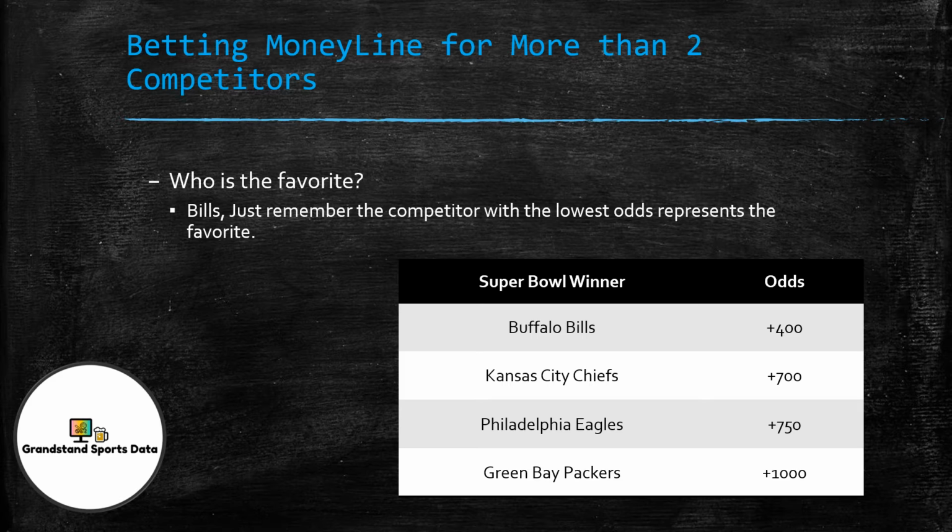Betting moneyline for more than two competitors. So when betting money lines with more than two competitors, there will be a list of competitors with positive money lines. So who is the favorite? In this instance, the Bills are the favorite. Always remember that the competitor with the lowest odds represents the favorite. So this graph below is showing you the odds for the Super Bowl winner, and everybody seems like they're an underdog. But that's not the case. The one with the lowest odds will be your favorite.